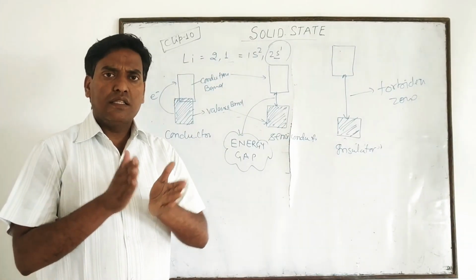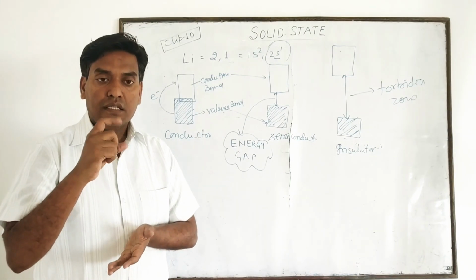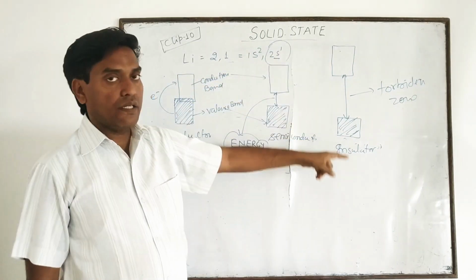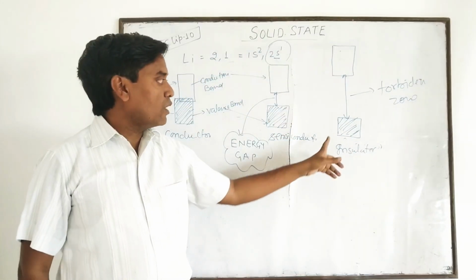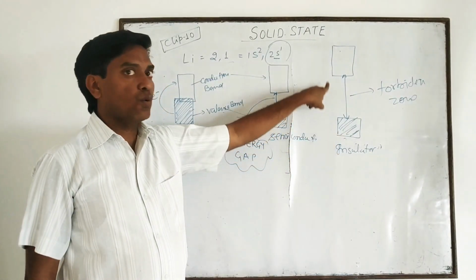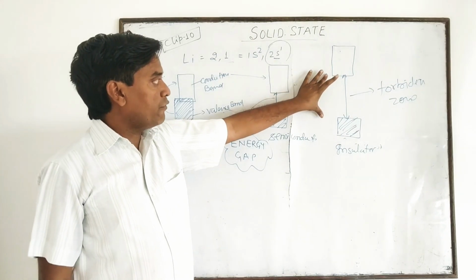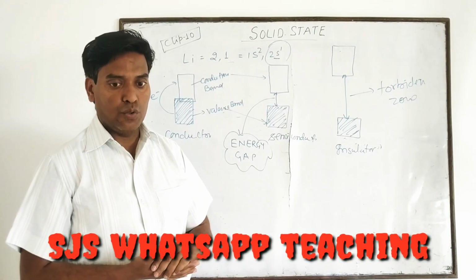In a conductor, this energy gap is very small. In a semiconductor, this energy gap becomes large. But in case of an insulator, this energy gap becomes so large that electrons never jump from the valence band to the conduction band and do not conduct the electricity. And in case of an insulator, this energy gap is also known as the forbidden zone.